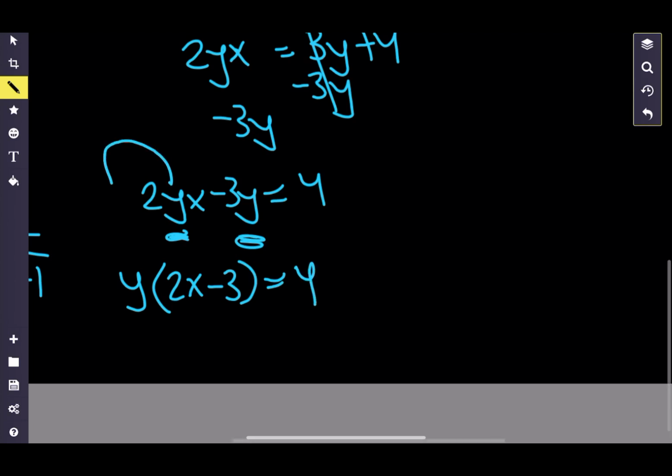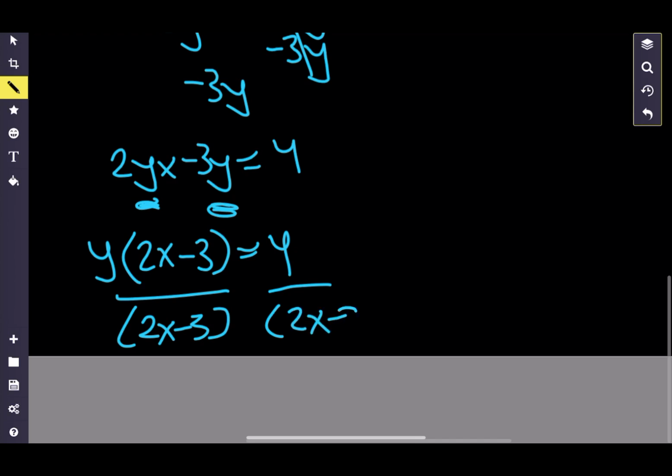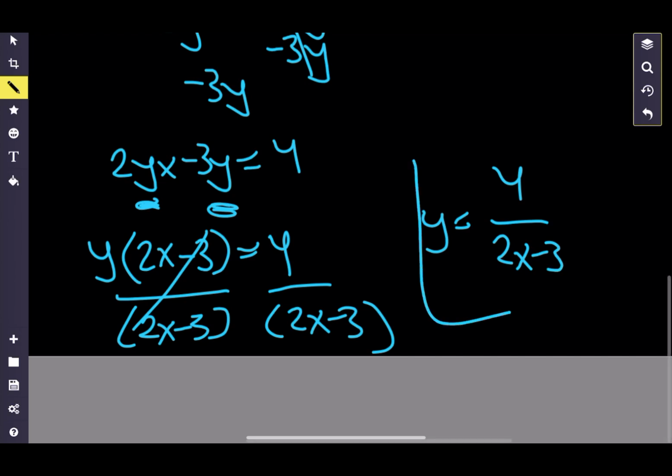If we take a y out of this term, we're just left with 2x. If we take a y out of this term, we're just left with negative 3. And you could check using the distributive property once again that these two things are equal. And finally, to isolate y, just divide both sides by 2x minus 3. And you're going to get y is equal to 4 divided by 2x minus 3. And there's the answer.